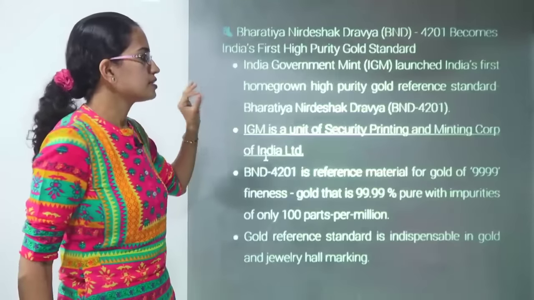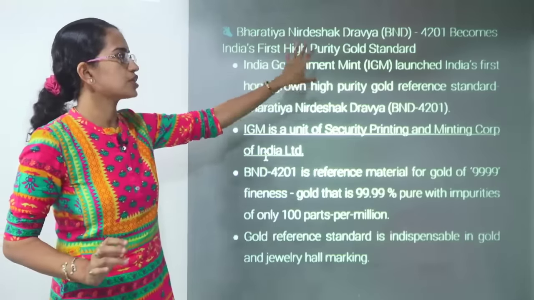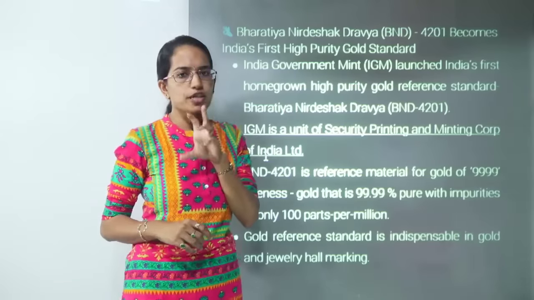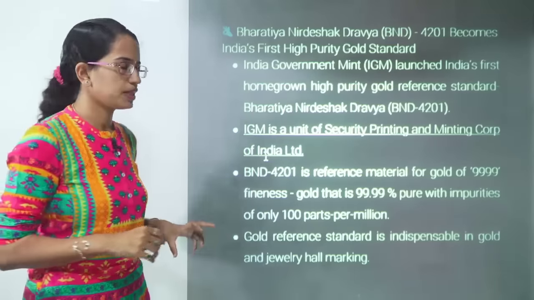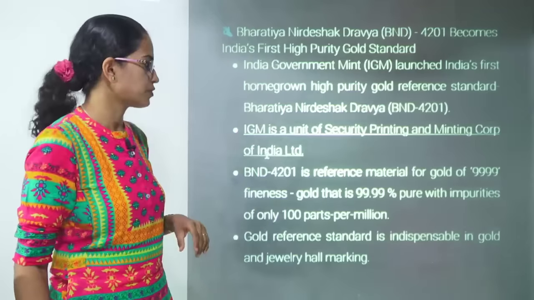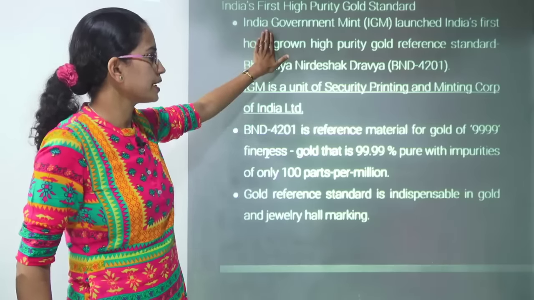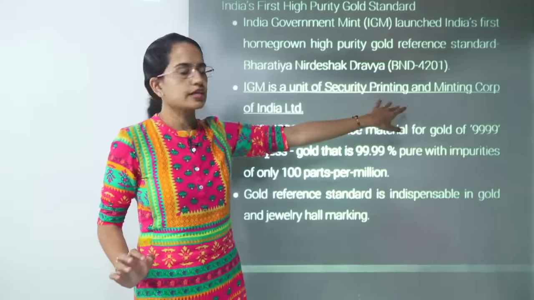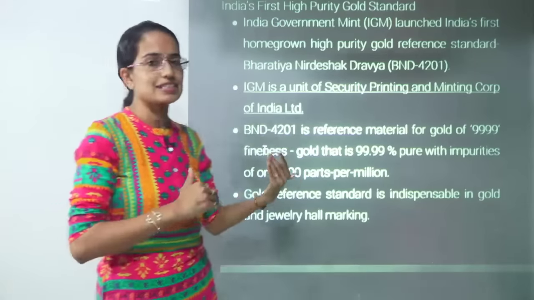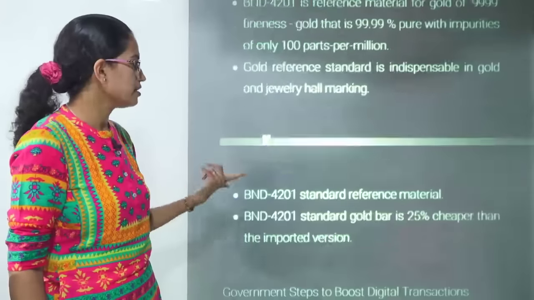Very important is BND 4201, and this is Bharatiya Nirdeshak Dravya. This is India's first highest or purest quality of gold standard that has been released. It talks about 99.99% pure gold that would be released. Has been released by IGM, the India Government Mint, which is a unit of the Security Printing and Minting Corporation of India. So IGM has released it, and what is BND 4201 could be again a very direct question for you.